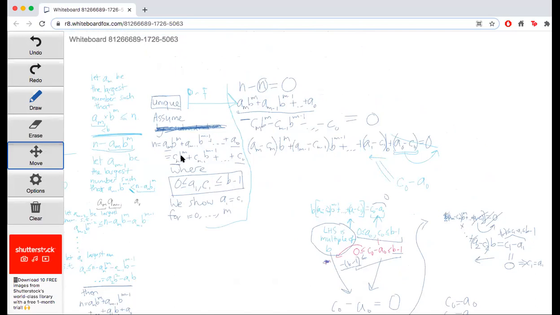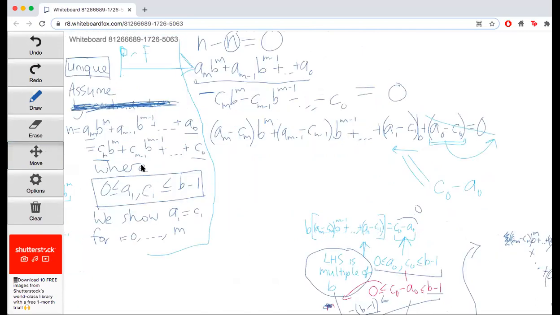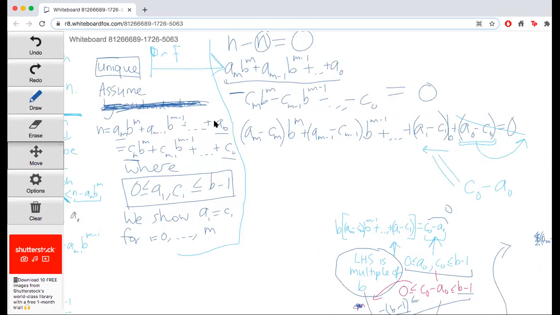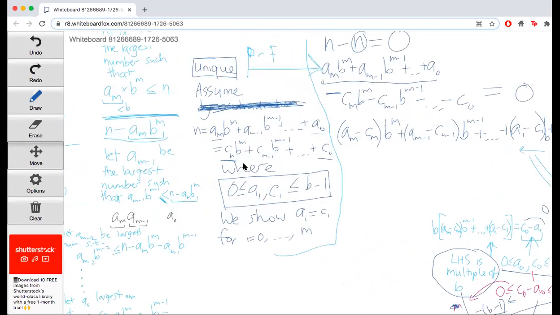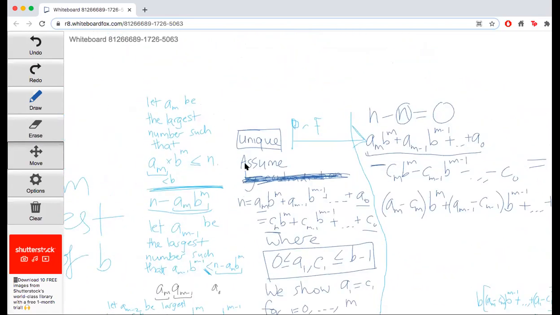Okay, so one detail is that this was made easy because I have m plus 1 digits. So I've gone from 0 to m. And you could ask, why aren't we checking some digit representation where there's more or fewer than m plus 1 digits?